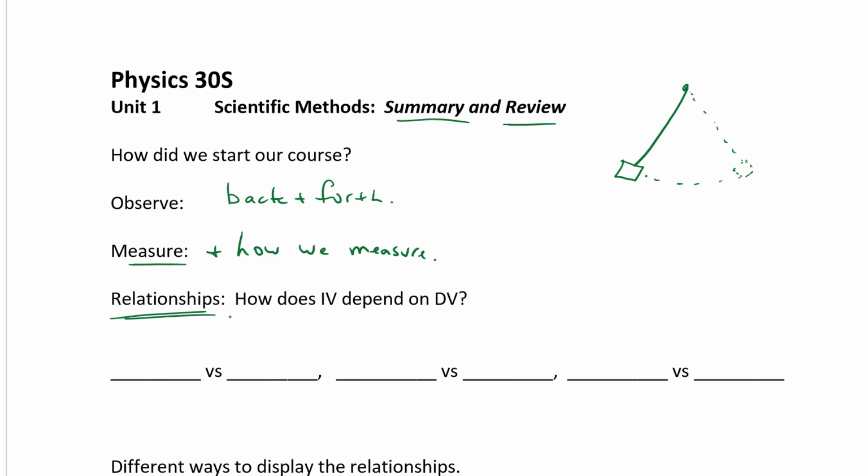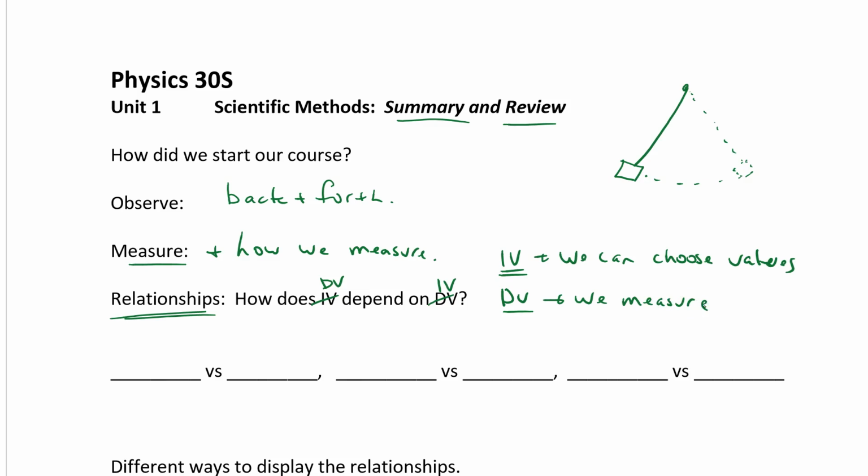Eventually we got to the question about what could we measure that has relationships. How does the dependent variable depend on the independent variable? So just a reminder, the independent variable is the one that we can choose the values. And the dependent variable changes as a result, or what we end up measuring.